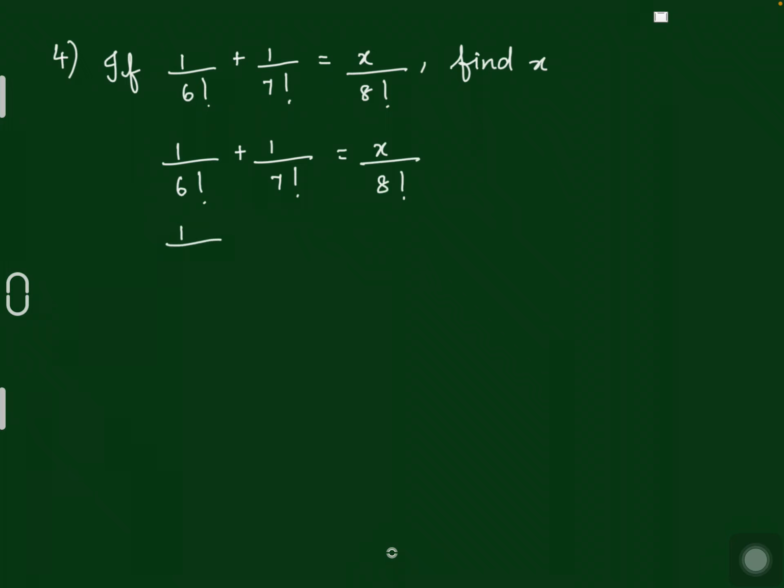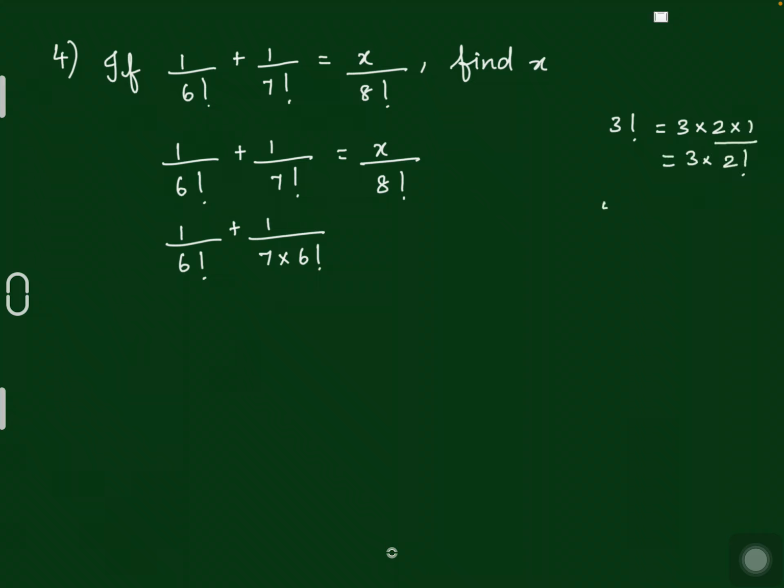So, what is given? 1 by 6 factorial plus 1 by 7 factorial is equal to x by 8 factorial. So, 6 factorial is the least, so I will have it as it is. Now, 7 factorial can be written as 7 into 6 factorial, because 6 factorial is nothing but 1 into 2 into 3 into 4 into 5 into 6 into 7.